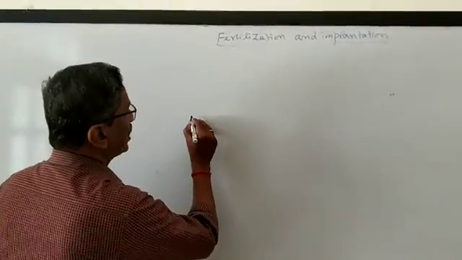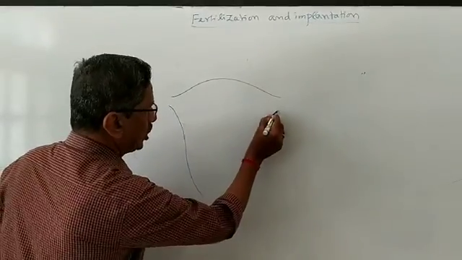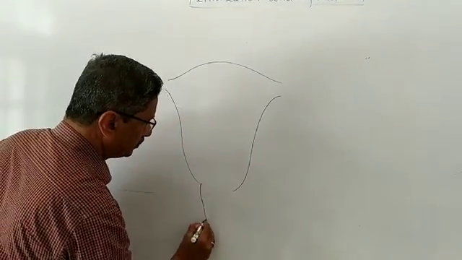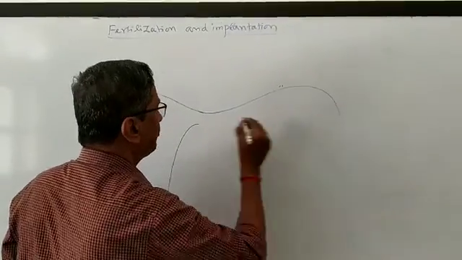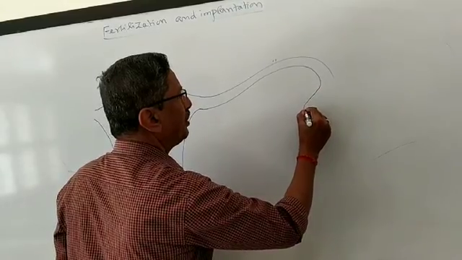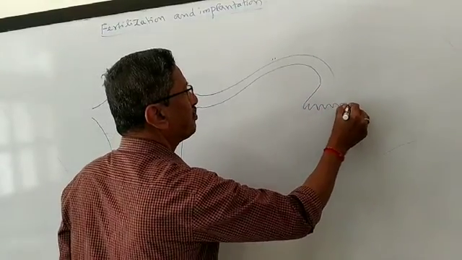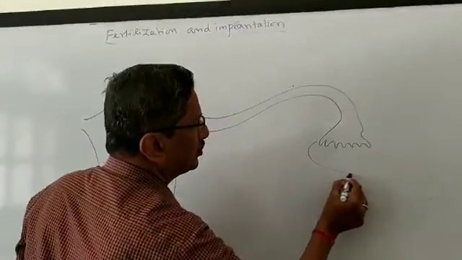Now I will take here the diagrammatic representation of the uterus, and even the fallopian tube of one side. This is the fallopian tube. Now these are the fallopian funnel and the fimbriae. Now here the ovary is present. Okay, this is the ovary.